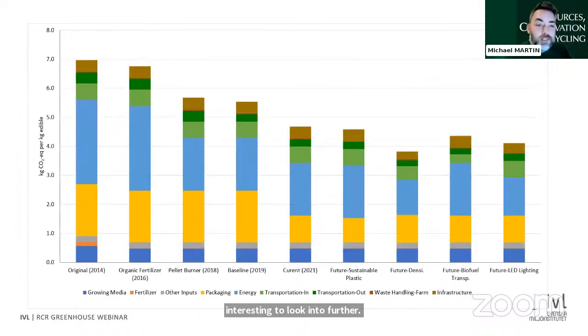So when we see these in a longitudinal perspective, where we have 2014 to current, and then future scenarios, we can see that the improvement options they had in the past actually had quite a nice impact on the system. So the kilograms per kilo of edible herbs actually decreased quite significantly from 2014 to 2021, and it can decrease even more. The largest being if they do densification in the future.